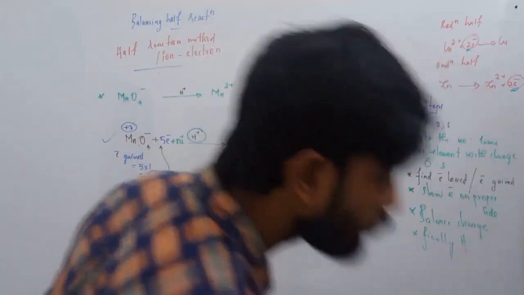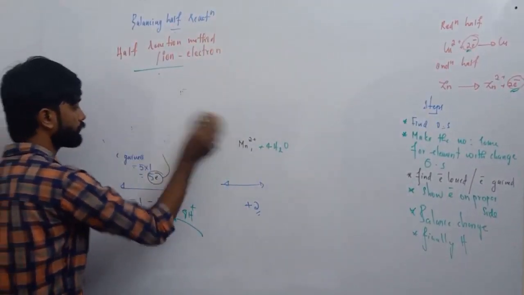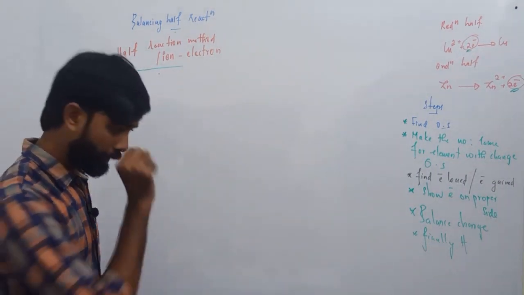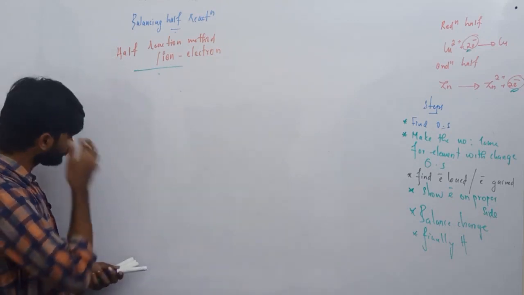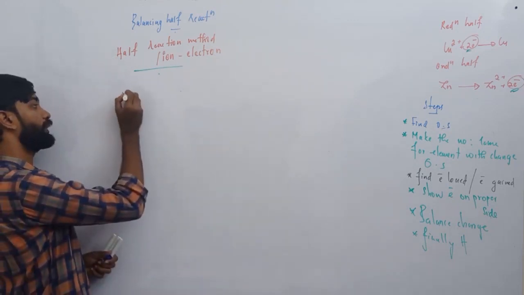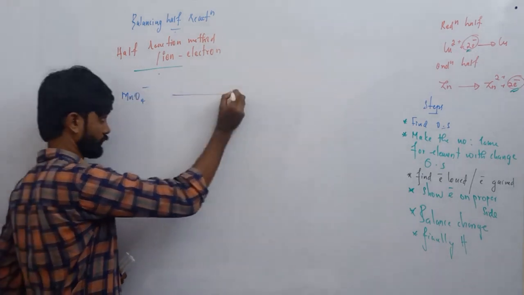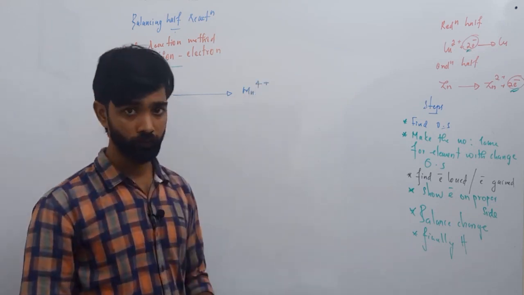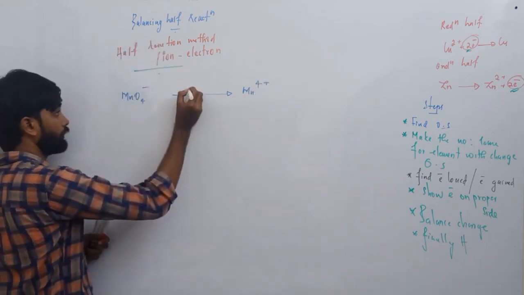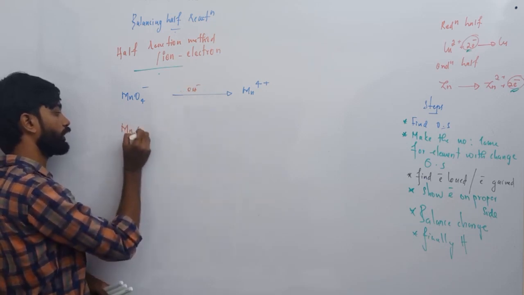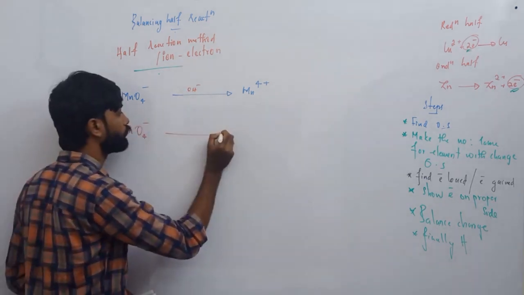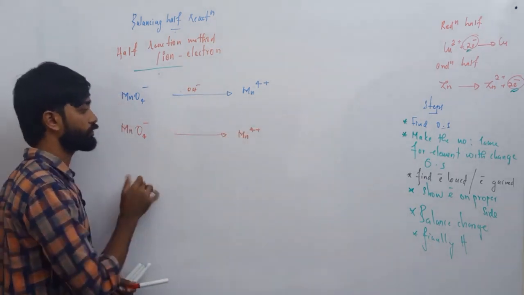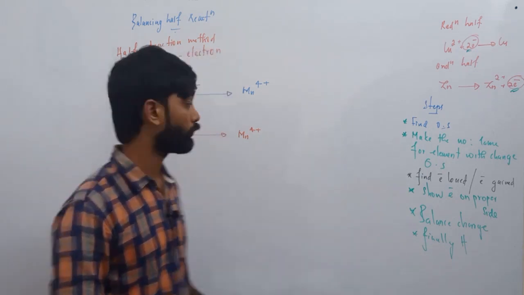Okay, I'll give you some more examples for balancing this category. Listen carefully. Let's say I have a half, that is reduction of permanganate in basic medium. So let me show it once again. MnO4 minus, which gives Mn4 plus.